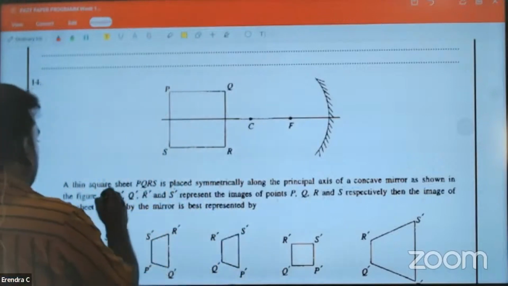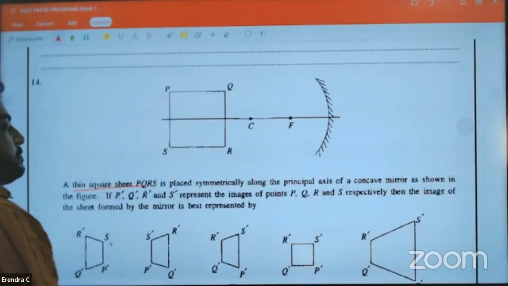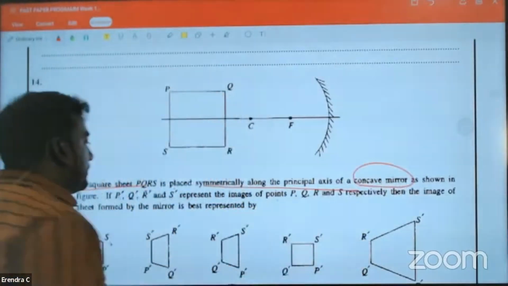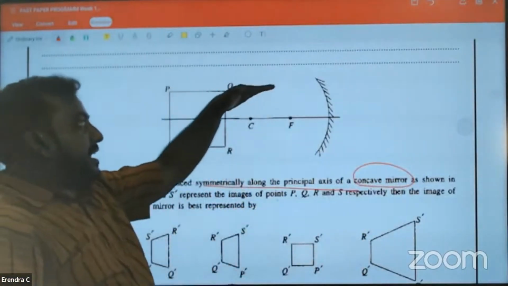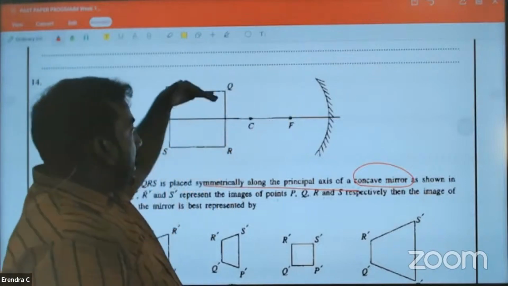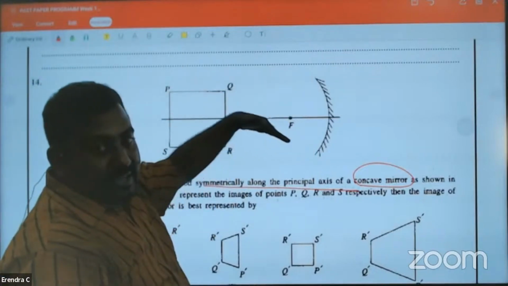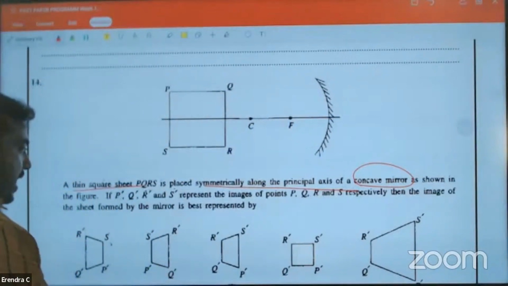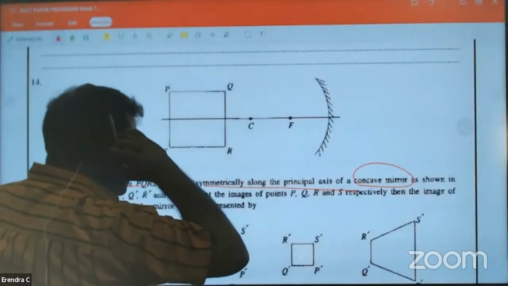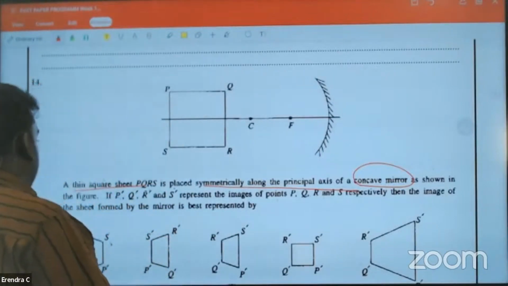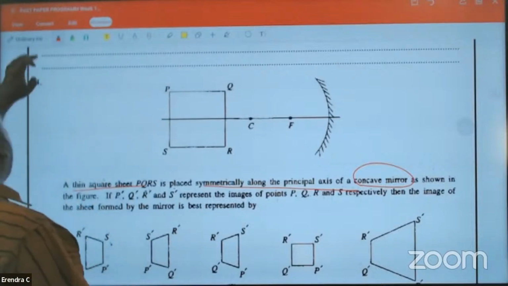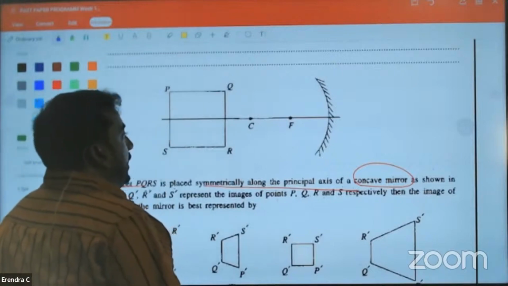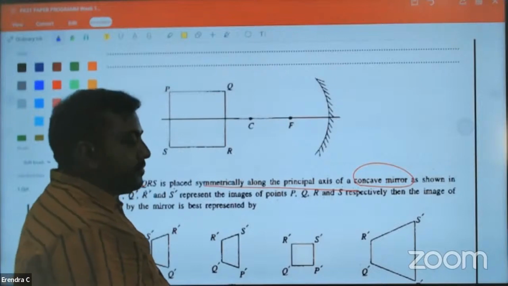A thin square sheet PQRS is placed symmetrically along the principal axis of a concave mirror. Normally parallel rays will go through the focal. Light rays going through the center will keep on reflecting backwards. That's all. If P dash, Q dash, R dash, S dash represent the images of PQRS, then the image of the sheet formed by the mirror is represented by, let me draw ray diagrams. Don't try to draw everything, just a few is enough.